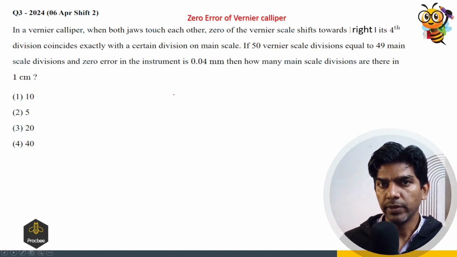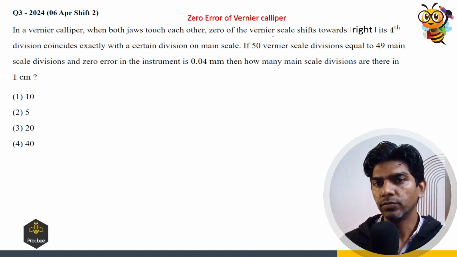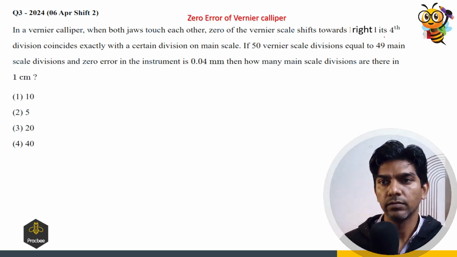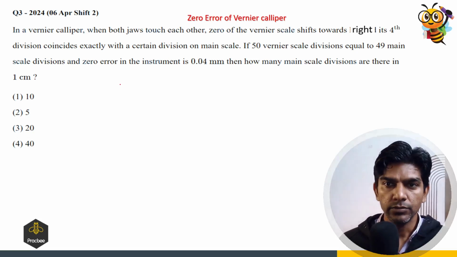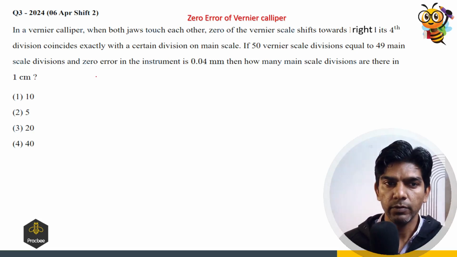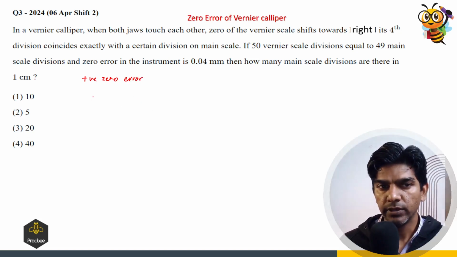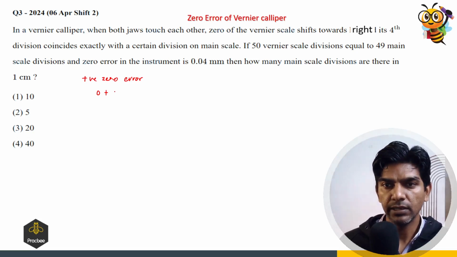Now let's see one more question based on the same problem type. So in a Vernier caliper, when both jaws touch each other, 0 of the Vernier scale shifts towards right, and its fourth division coincides exactly with a certain division on the main scale. So it means when both the jaws are locked together, we are getting some reading. So there will be positive zero error, right? And how can we find the positive zero error? It will be 0 plus the division of the Vernier scale which is coinciding with the main scale, that will be 4 in this case, times the least count. So that is zero error.